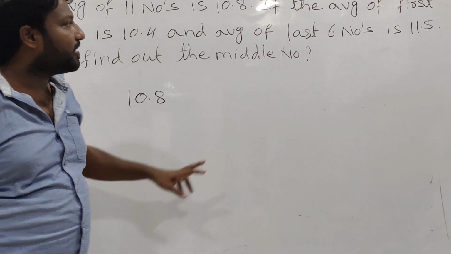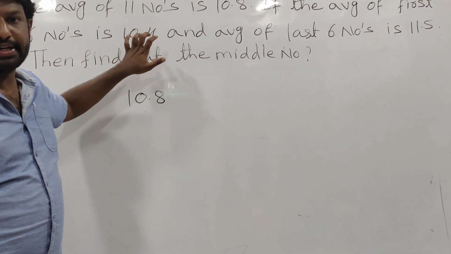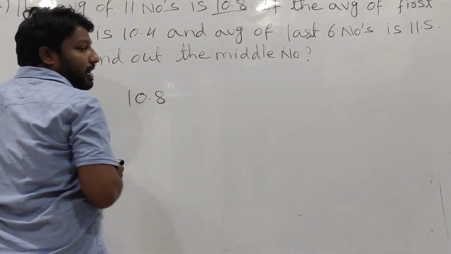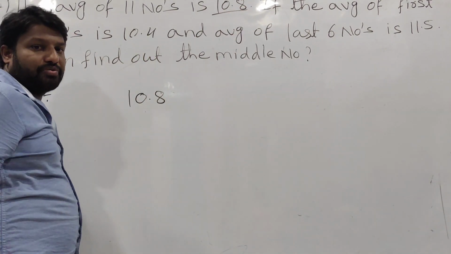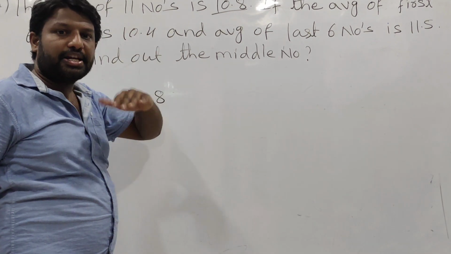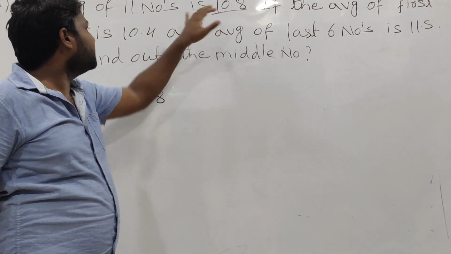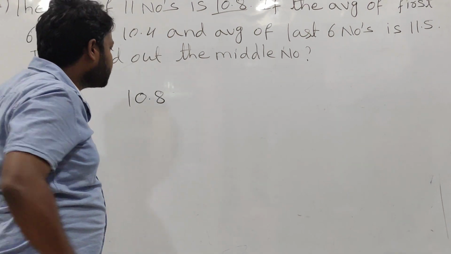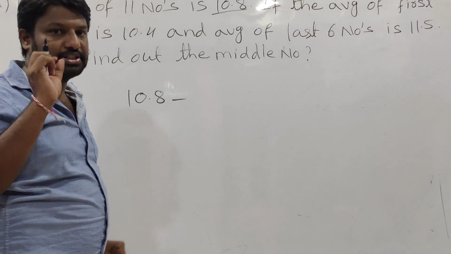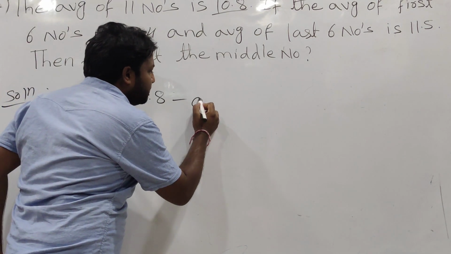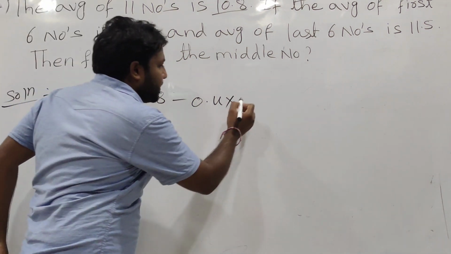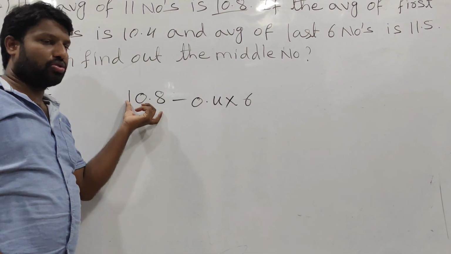Now out of this, what they have given: the average of the first 6 numbers is 10.4. See, the total average is 10.8, and this average is only 10.4. For 6 numbers, the average is 10.4. Is it less or more? It is less, so less means I will take minus. How much is it less? 10.8 minus 10.4, it is less by 0.4. So I will write that 0.4. For how many numbers? For 6 numbers, so I will multiply with 6. First I am taking the total average here.